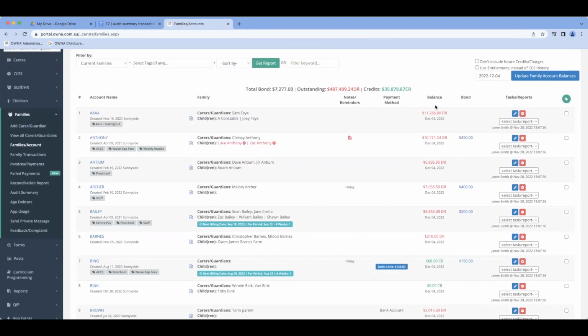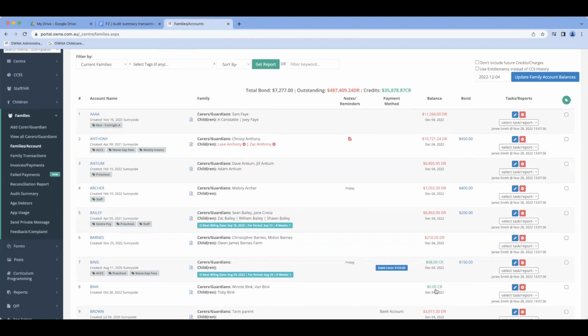Red obviously means that they owe and there's an outstanding amount. Green means that they're in credit. And 0 just means there's nothing left. No outstanding amount on that as of that date. So this is just telling me, as of December 4th, this particular account is going to owe me this much.